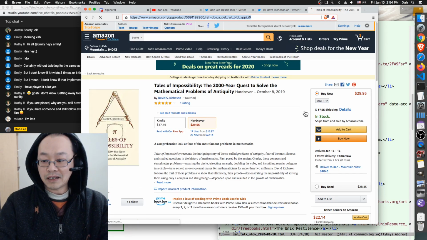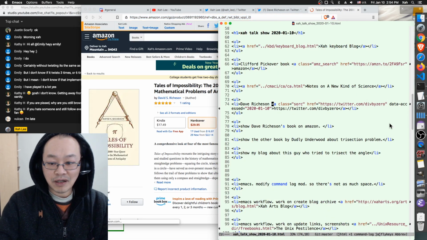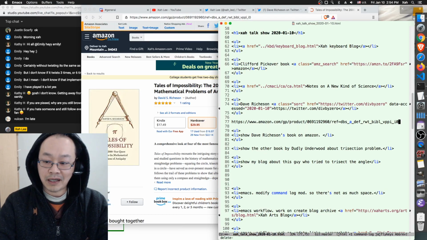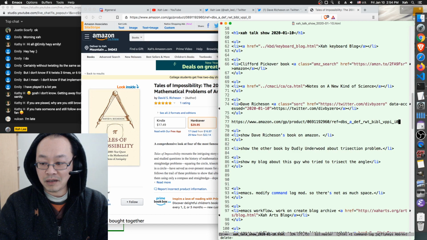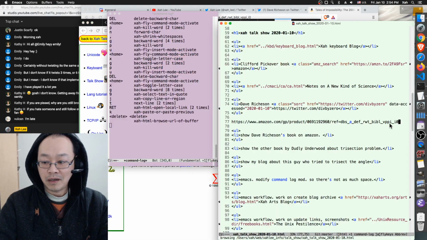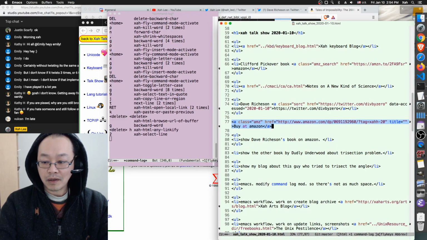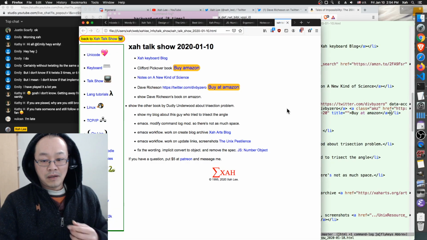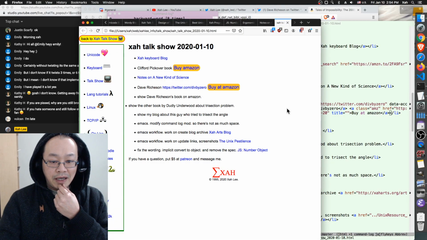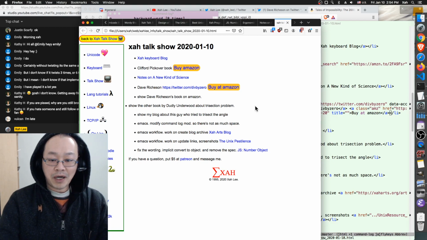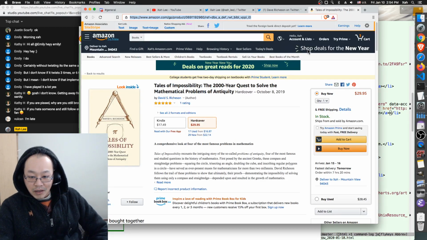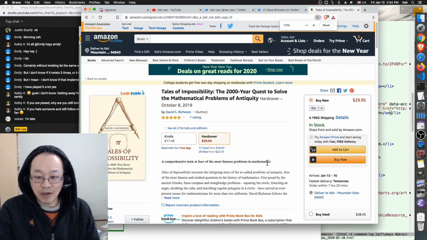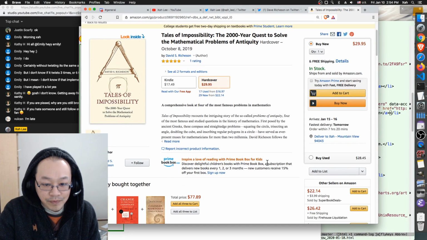So you guys go buy this book. I haven't read it. I didn't even know he published. Well, I know since last year. So this is his new book, David Richardson, Tales of Impossibility. So let's see what this book is about.